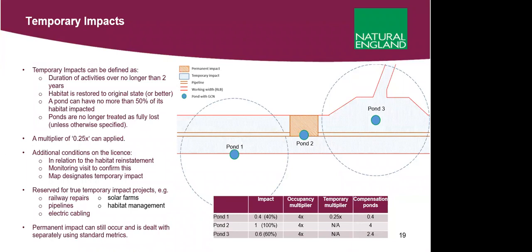ponds are required. And pond 3, although it's within the red line boundary, the habitat around it is being temporarily impacted. Actually, more than 50% is going to be impacted, so the temporary impacts approach wouldn't apply to it. And again, the standard methodology would apply, with the exception that we don't treat it as fully lost. We are looking at that proportional impact still. So instead of 4 compensation ponds required, it's the 60% times 4, which comes out to 2.4, so slightly less to reflect the lower impact there.